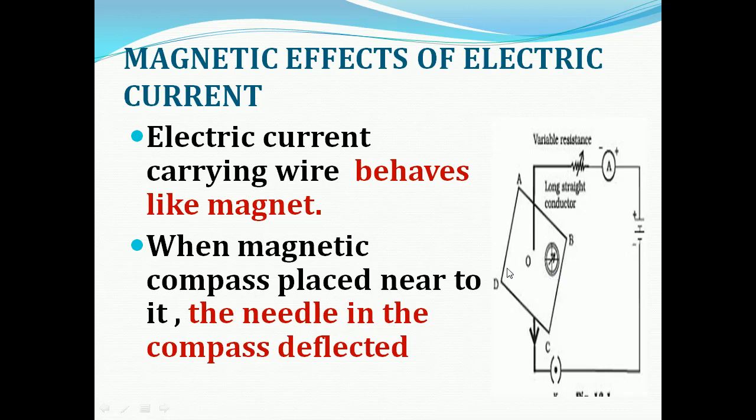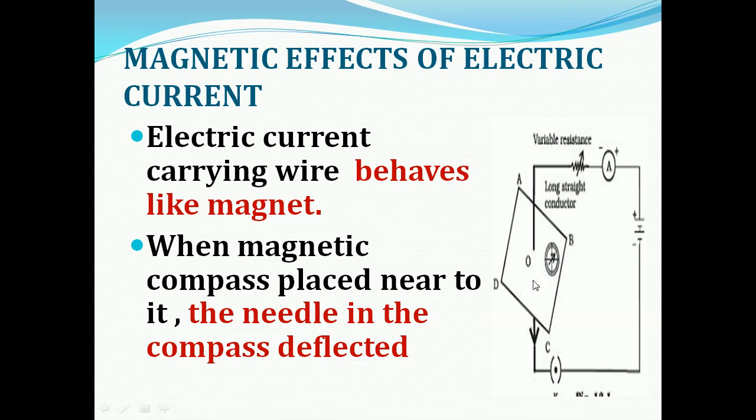Understood, children? So once again I will repeat. First we have to take a straight thick wire XY, and we have to keep that wire perpendicular to the plane of the paper, and horizontally place a small compass near to the copper wire. After that we have to pass the electric current through it. When we are passing the electric current, the copper wire will behave like a magnet. This will cause the deflection in the magnetic compass.